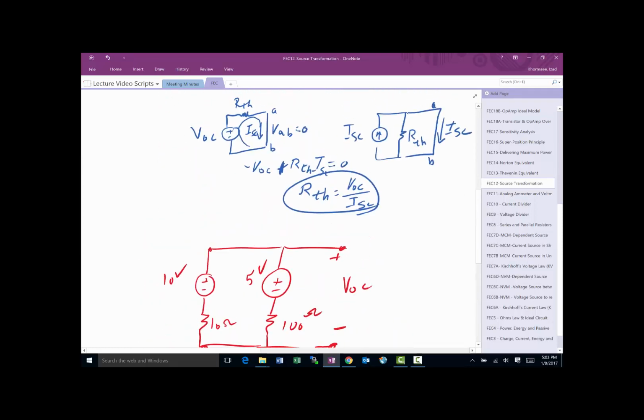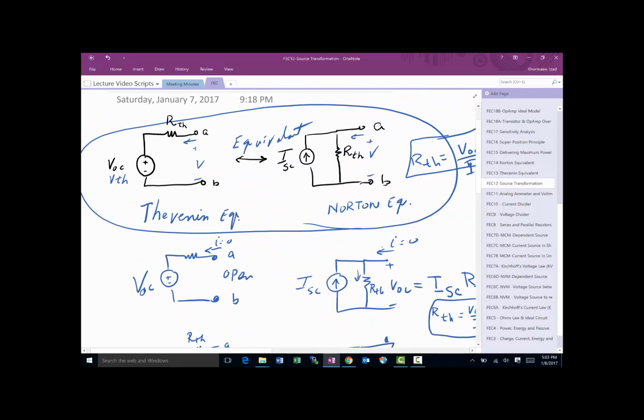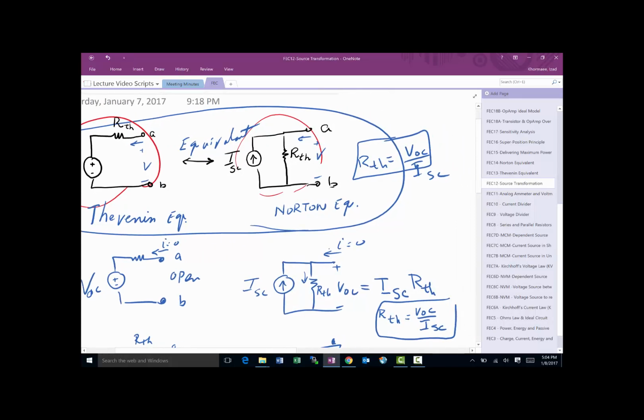But again, the real important thing and the reason we cover this is that these two circuits here and here are equivalent to each other, because if you apply a voltage here and the same voltage here, you're going to get the same current, and vice versa. If you apply equal currents here and here, you're going to get the equal voltage out of there. And the requirement for this to be true is that R Thevenin has to be V open circuit over I short circuit. That brings us to the end of this video talking about source transformation.